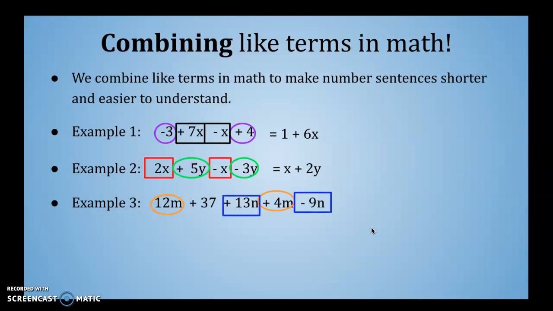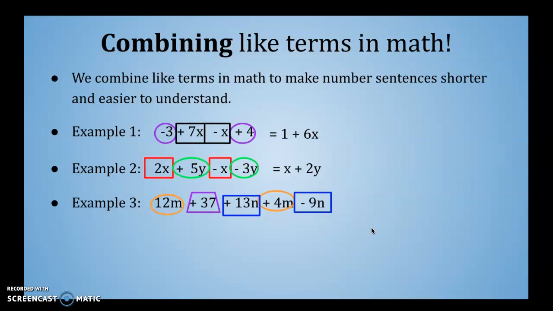If I have 13 n's and take away 9, again, we can combine those. Those are the same type of terms. And then our constant's going to be just our constant. Unfortunately, that number has nobody to combine with, but that's okay. Sometimes that'll happen.